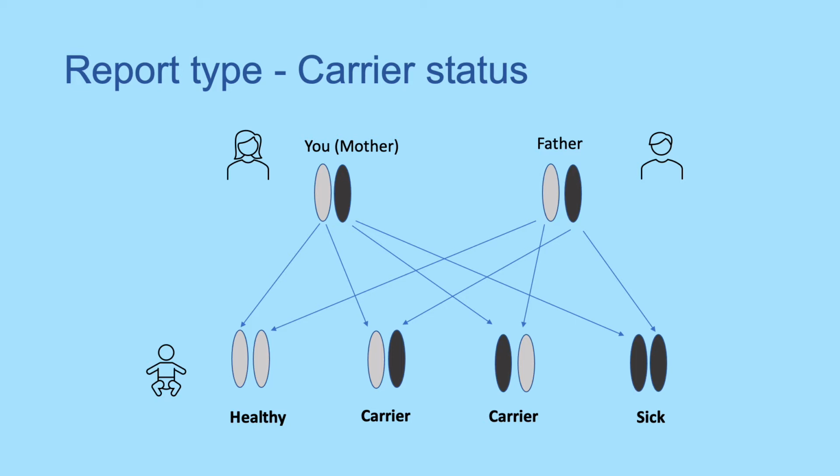Taking all the possibilities into consideration, the child would have a 1 in 4 chance of developing the disease. For this reason, many people want to learn about their carrier status for recessive disorders in order to be aware of the chances that their child will be affected.